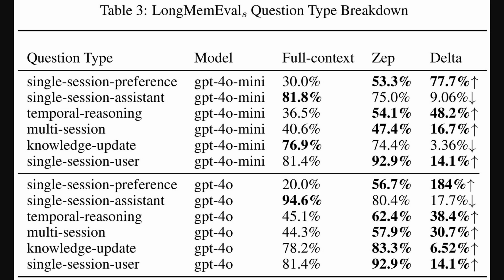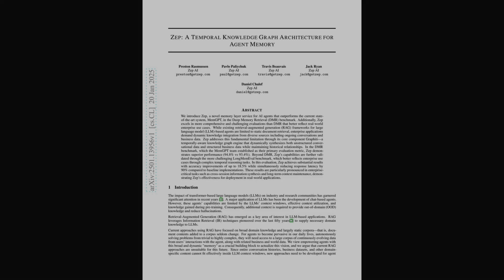So digging a bit deeper into those Long Mem Eval results, this table breaks down the performance by the type of question asked. You can see ZEP really boosts accuracy on certain kinds, particularly things like single session preference and temporal reasoning. For instance, with GPT-4o, ZEP improves preference questions by a massive 184%, and temporal reasoning by over 38%. Interestingly, it does seem to dip slightly on single session assistant questions. This suggests ZEP is especially helpful for the more complex memory tasks involving preferences or time. So yeah, ZEP seems particularly strong on those tricky memory tasks.